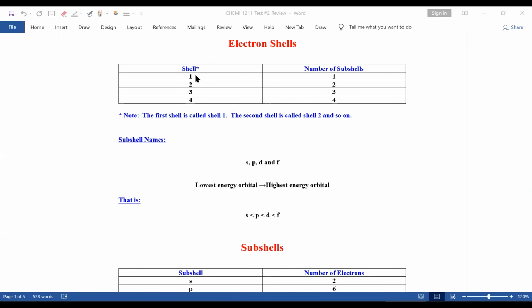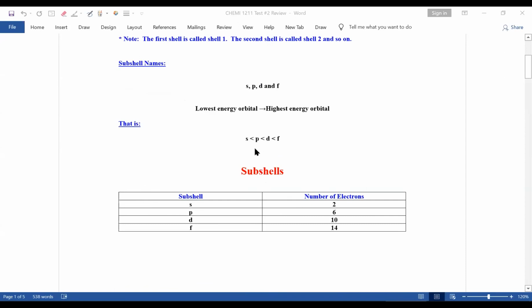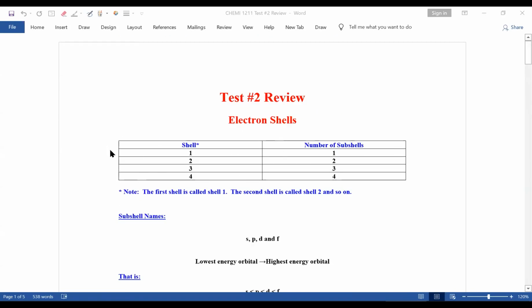Shell number 1 has 1 subshell. Shell number 2 has 2 subshells. Shell number 3 has 3, shell 4 has 4. And the subshells have names S, P, D, and F. And this goes from lowest to highest: S is lowest, P, then D, then F. Same thing with the shells. Shell 1 is the lowest, 4 is the highest energy. Going down, you increase energy.